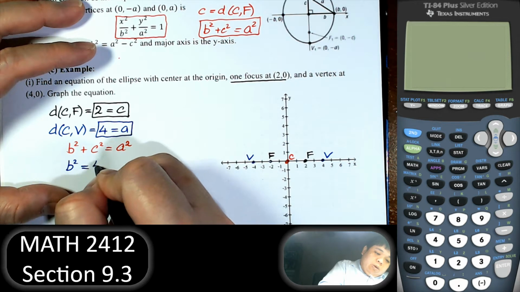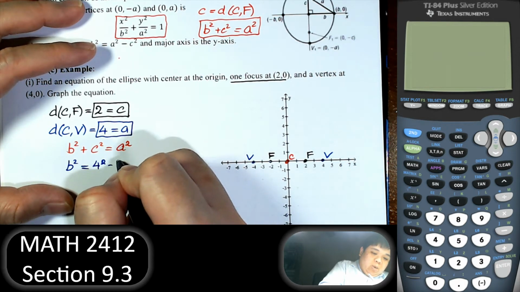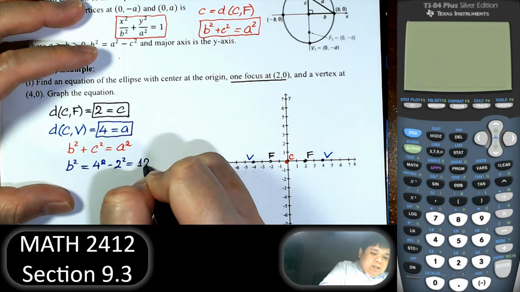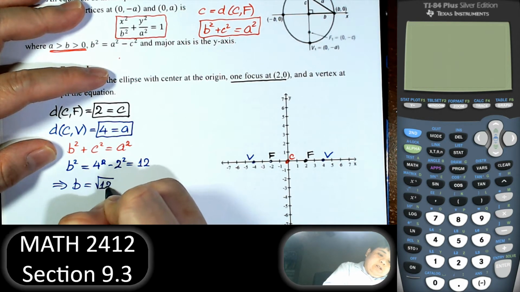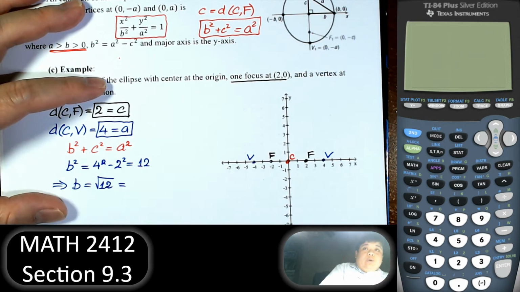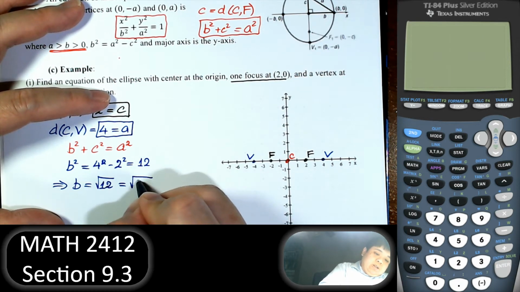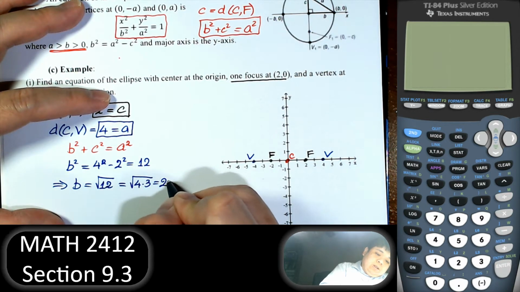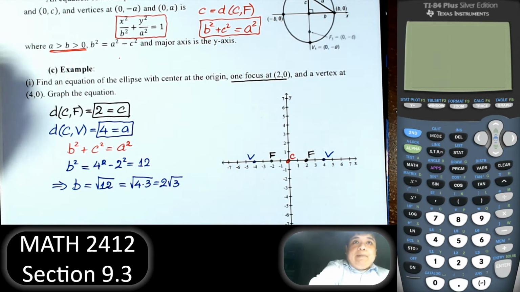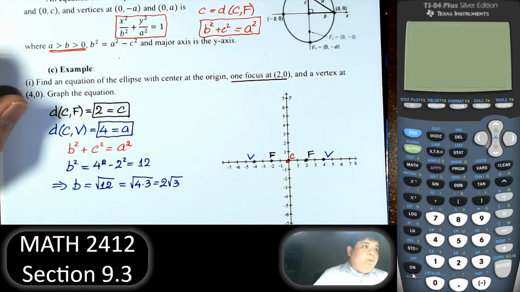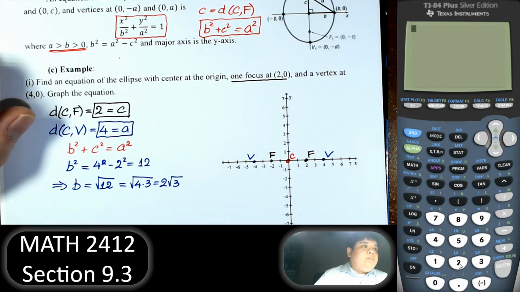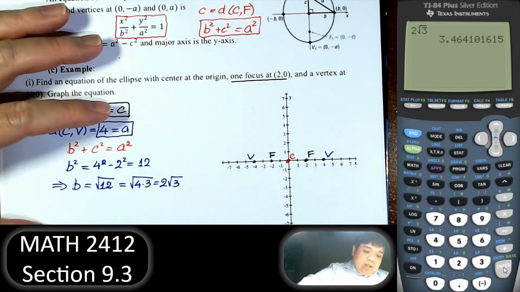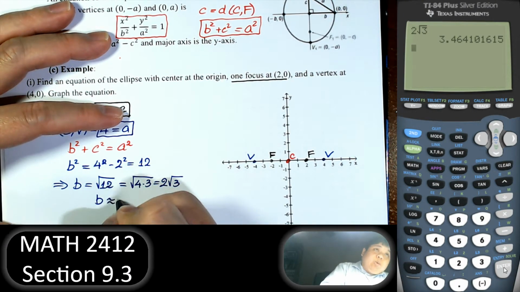a squared is 4 squared minus c squared, so it's 12. So b is the square root of 12, which is the square root of 3 times the square root of 4. That is b. So what is 2 square root of 4? 2 square root of 3. So it's about 3.46. So b is about 3.46.